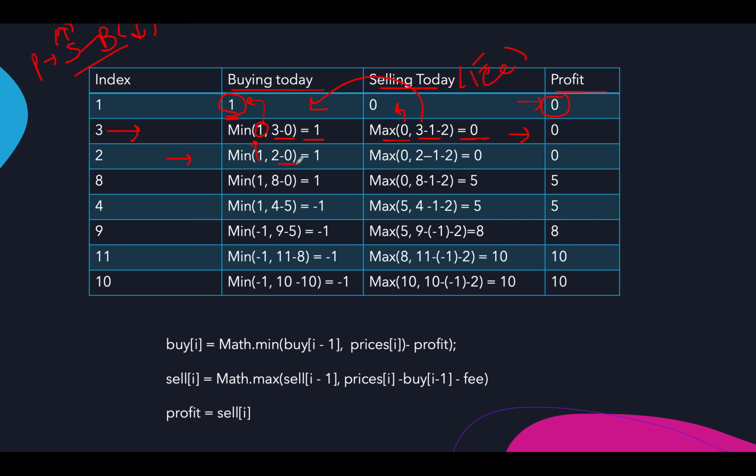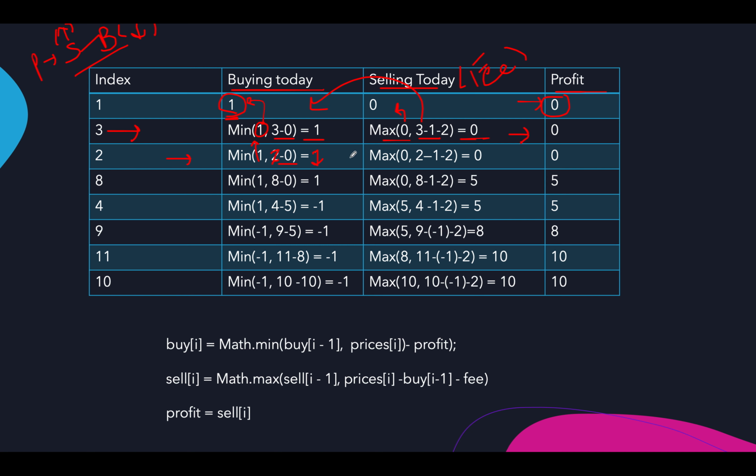The other possibility is the current price minus whatever the profit was, the profit that you achieved so far. So 2 minus 0 is 2, and the minimum of these two, 1 comma 2, is 1, and you're okay carrying the 1 cost over to 2.